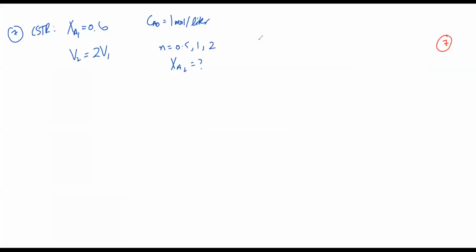And we're also being told that minus RA is equal to K CA to the N. Okay, so for this type of problem, the starting point is always your PFR or CSTR performance equation, right? CSTR performance equation. Okay, let's have a look.